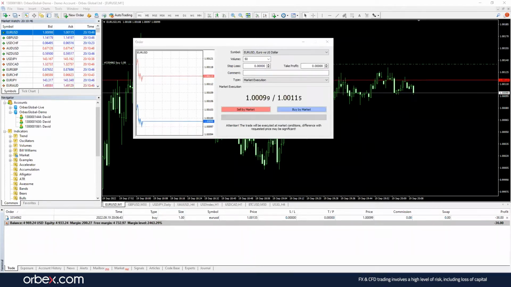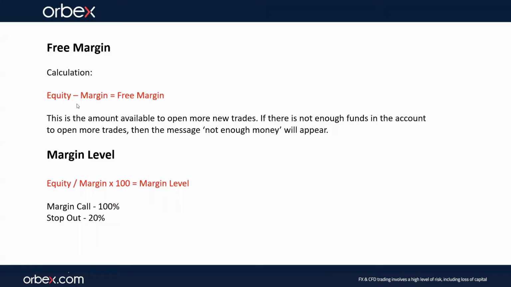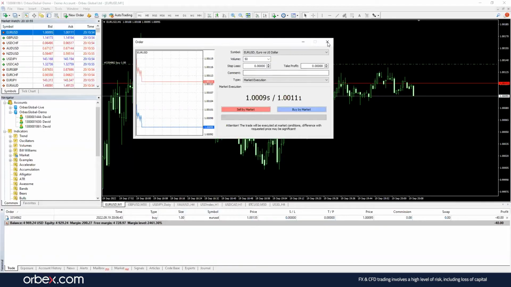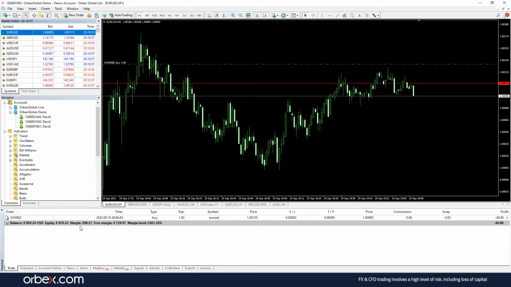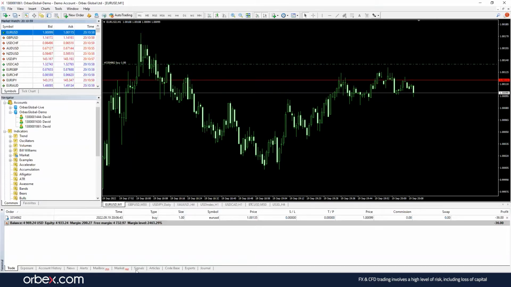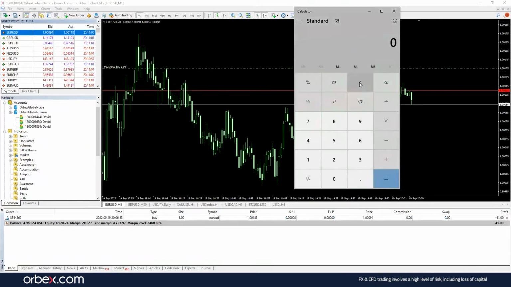So going back to free margin: equity minus the margin equals your free margin. So at the moment, we've got the equity minus the margin. So it would be 4933. Let's go again. So 49... Oh, I'm making more of a loss now. Minus 200.27. So we've got 4781.97. Because the market is moving slightly, that's why it's a little bit off.